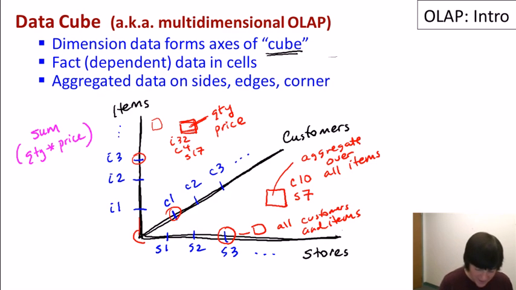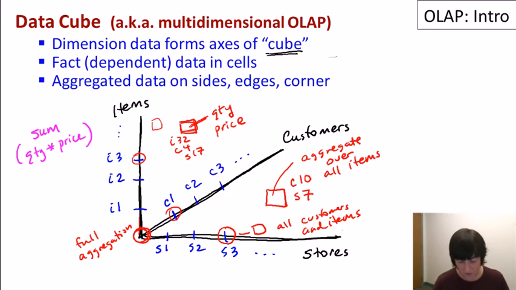And then finally, we have at the corner of the cube the full aggregation. So that's going to be, in this case, the sum of the quantity times price for every store, customer, and item. So I'm not a great artist, but I hope this gives you some understanding of how the data cube works.